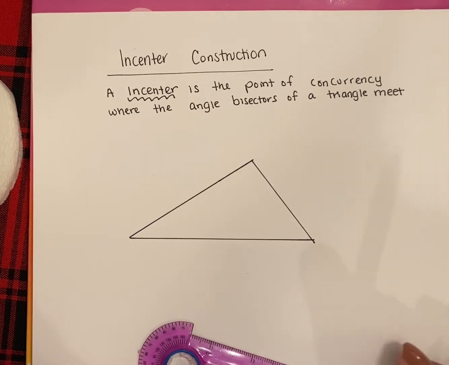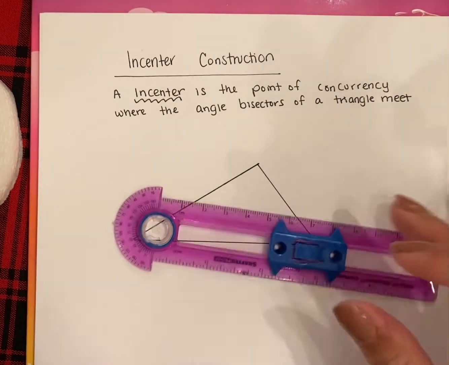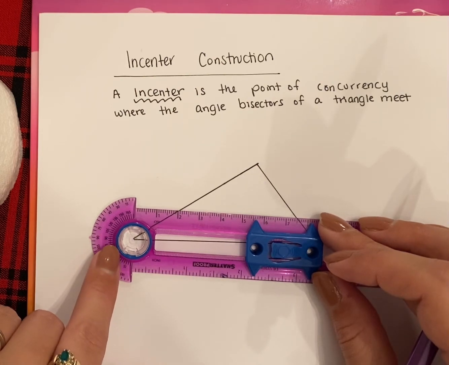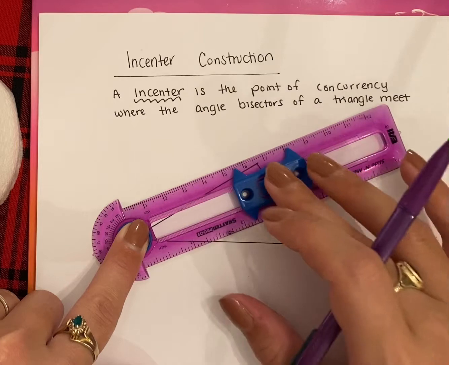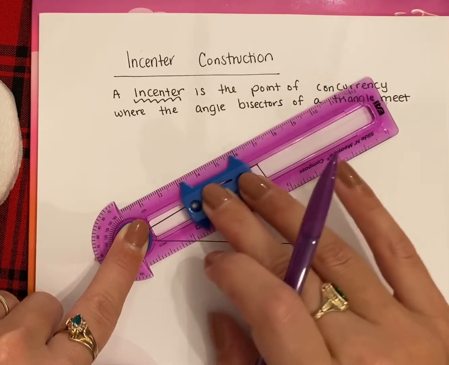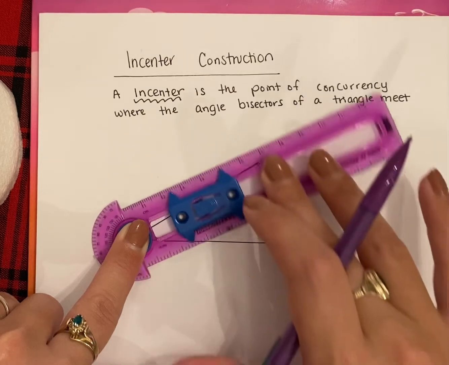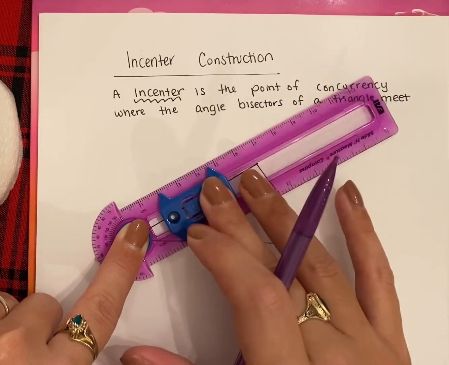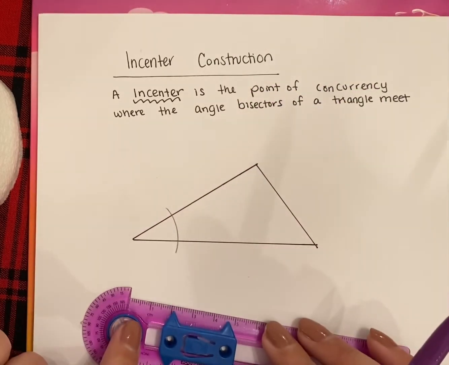What I'm going to do is take my compass and put my needle on one of the vertices. I am going to make this a little bit smaller and make an arc going through both sides of my angle. So I have this right now.